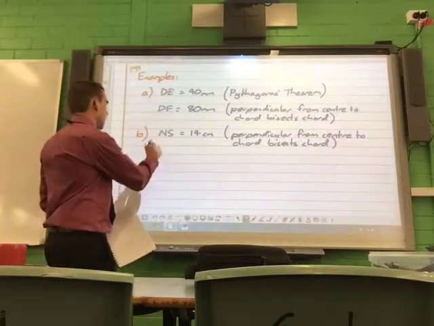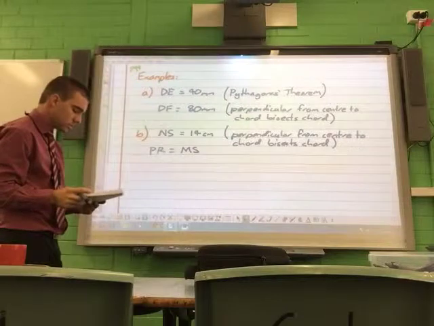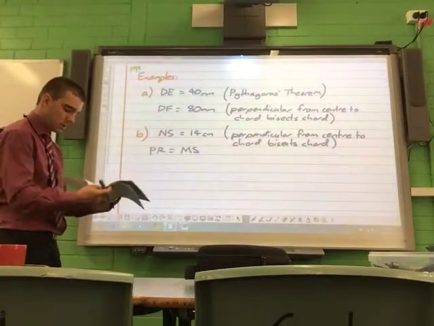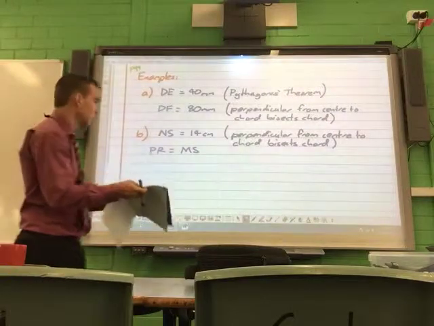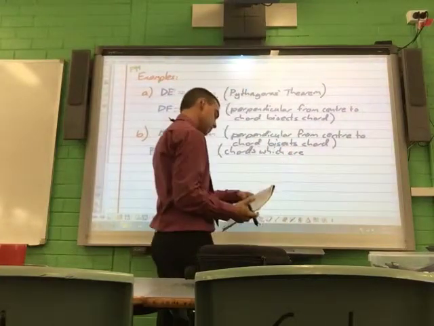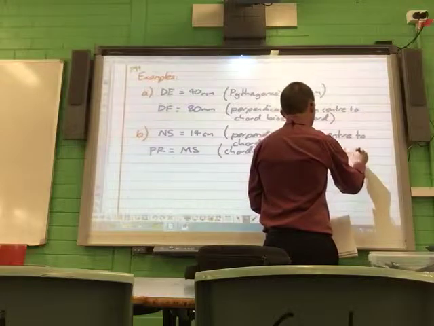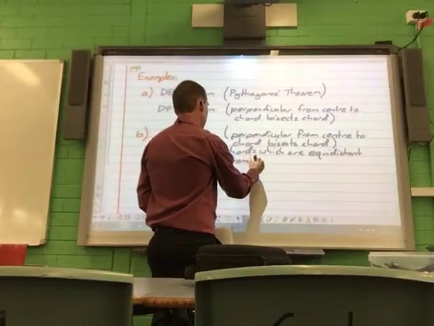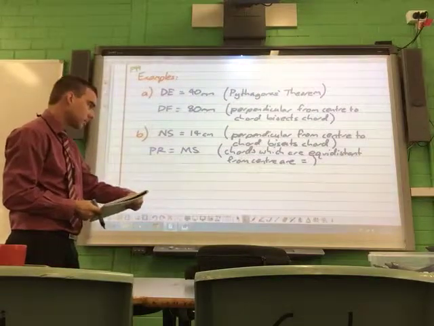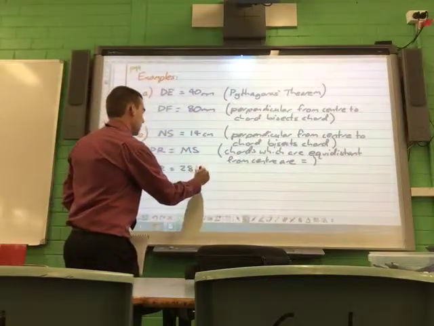Okay, we also know that PR must equal MS. Get the wording right. Okay, chords which are equidistant from centre are equal. So that must mean PR is 14 times 2, which is 28 centimetres.